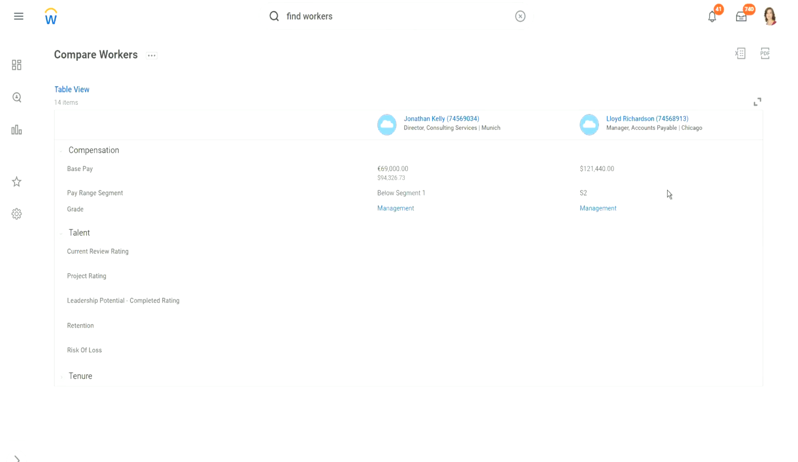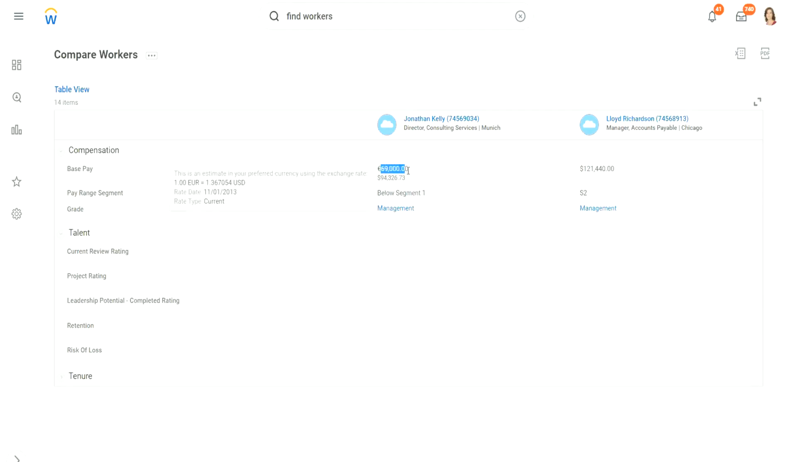So just by looking at this, I can tell that this guy, Lloyd Richardson, is underpaid. And what about Jonathan Kelly? Is he underpaid or overpaid? Yeah, grossly underpaid. So Jonathan Kelly might be very unhappy, so we have to take care of him. Anyway, these two, just by looking at this, we can tell whether he's underpaid or overpaid.